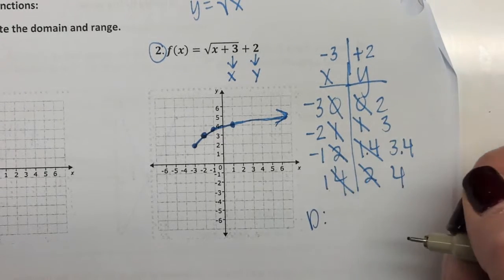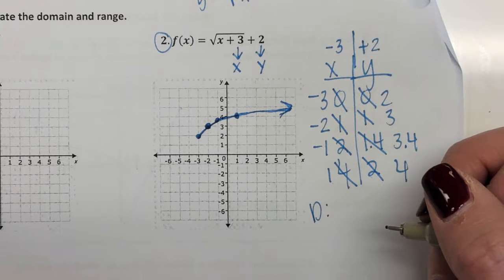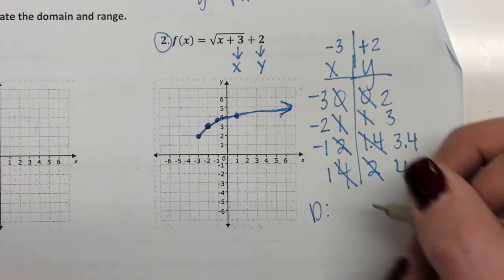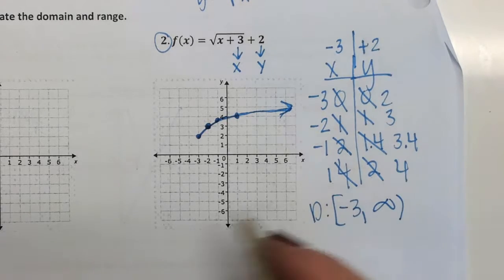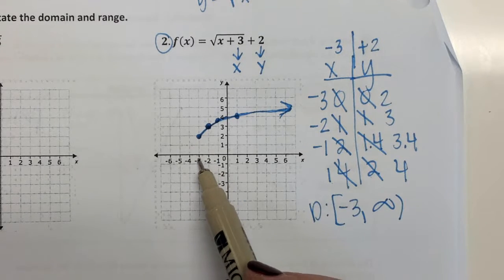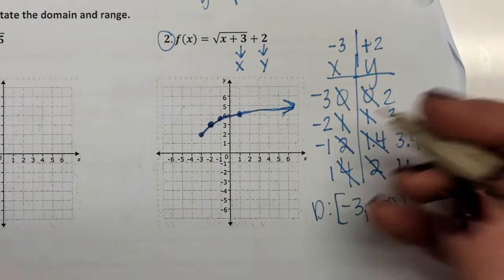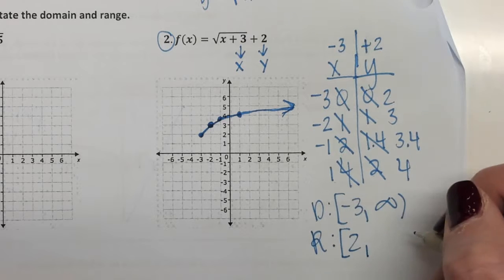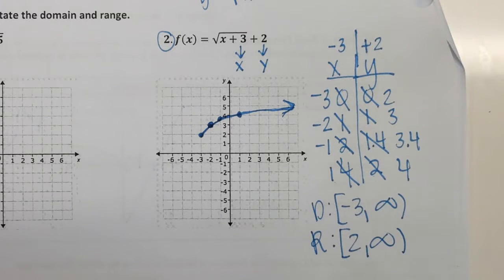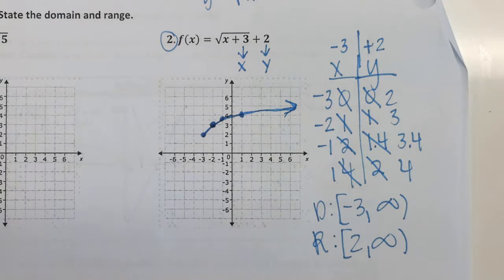The last thing we have to do is our domain and range. So domain for this one, tell me the smallest x value. What's the furthest left it goes? And then goes to how far right? Good. Everybody see that? Smallest x value, negative 3, goes to infinity. The range, what's the smallest y value? Good. And goes to? Perfect. Questions about that one?